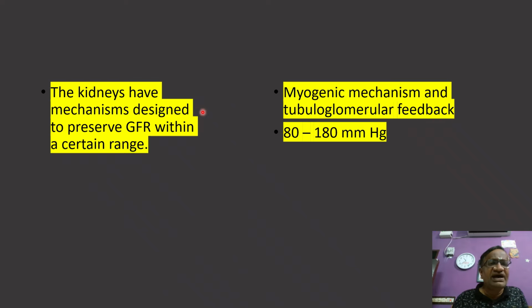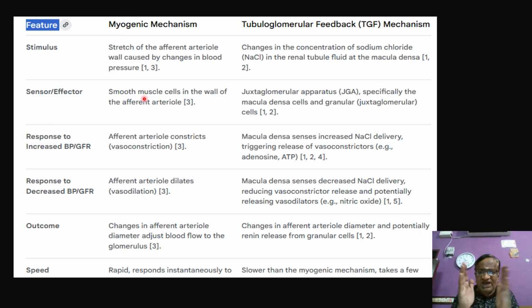The kidneys have mechanisms designed to preserve GFR within a certain range. That is myogenic and tubuloglomerular. Now the GFR is maintained from BP 80 to 180. Why? Myogenic and tubuloglomerular. Now what is myogenic? If you stretch the afferent arteriole by an increase in BP, the smooth muscle causes the afferent arteriole to constrict. That is how the BP response and GFR are adjusted. The afferent arteriole dilates in response to decreased BP. So the GFR is maintained.